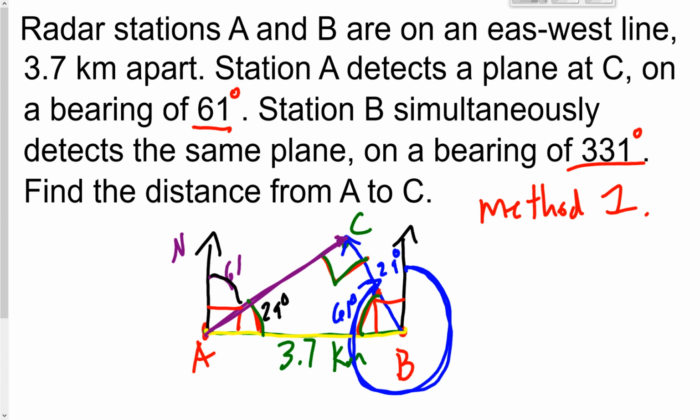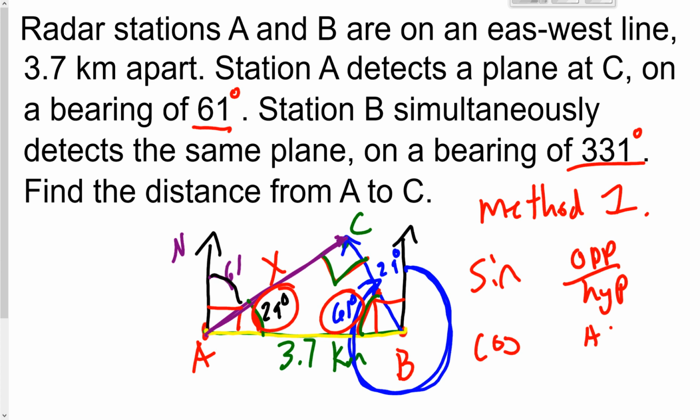Now we have the hypotenuse, and we're trying to find the side AC, so that's the side we're trying to find. If we put an X there, a variable, we can pick any angle we want, the 61 or the 29, and write our trig equation. I'm going to do sine, because sine is opposite over hypotenuse, and we have the hypotenuse. Or you could choose cosine, which is adjacent over hypotenuse.